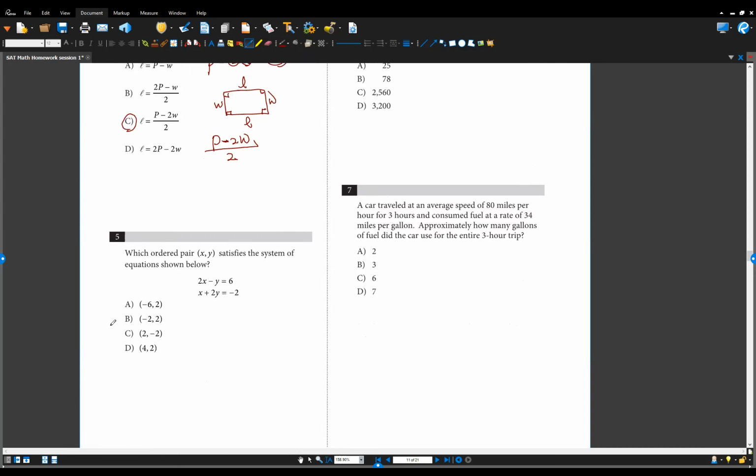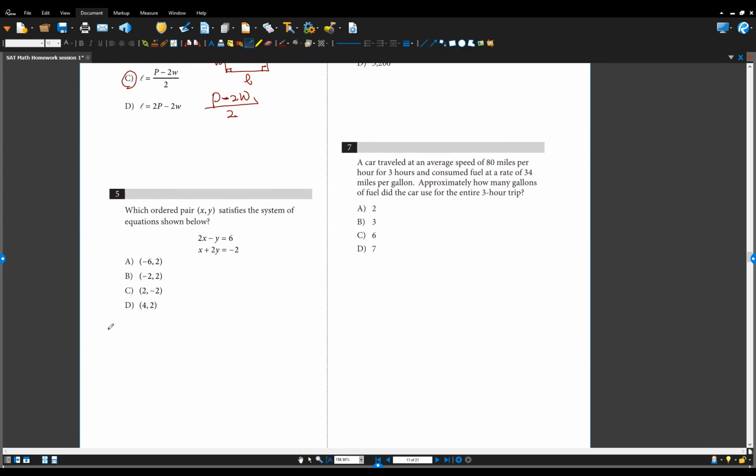Number 5, the system of equations below. When you take a look over here, the x coordinates of the intersections are all different. One intersection is x equal to 2, right? So better try to find the value of x first, because the x coordinates are different.